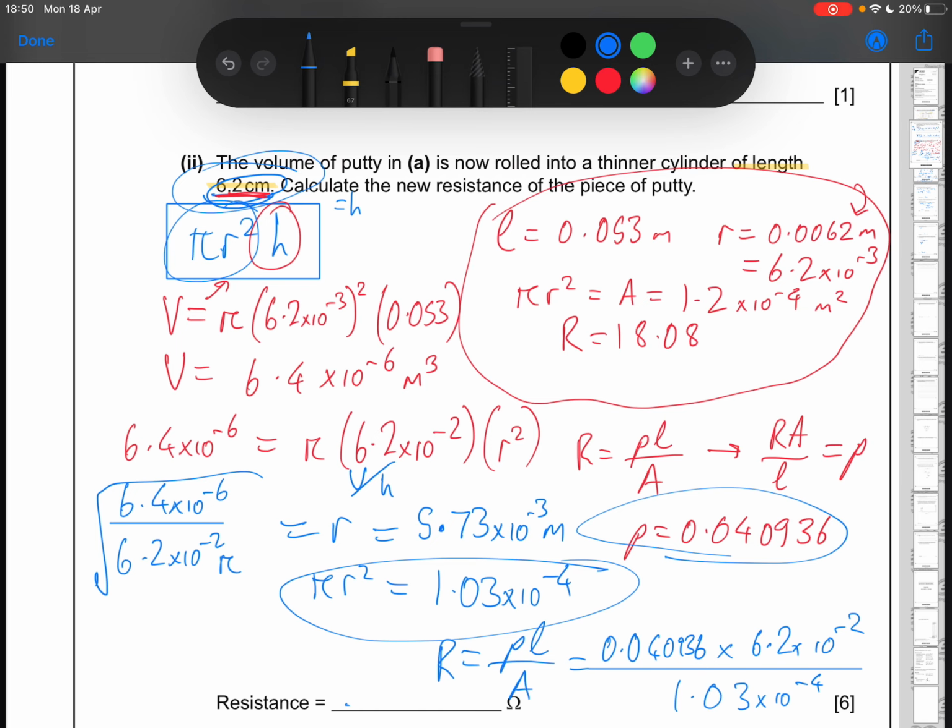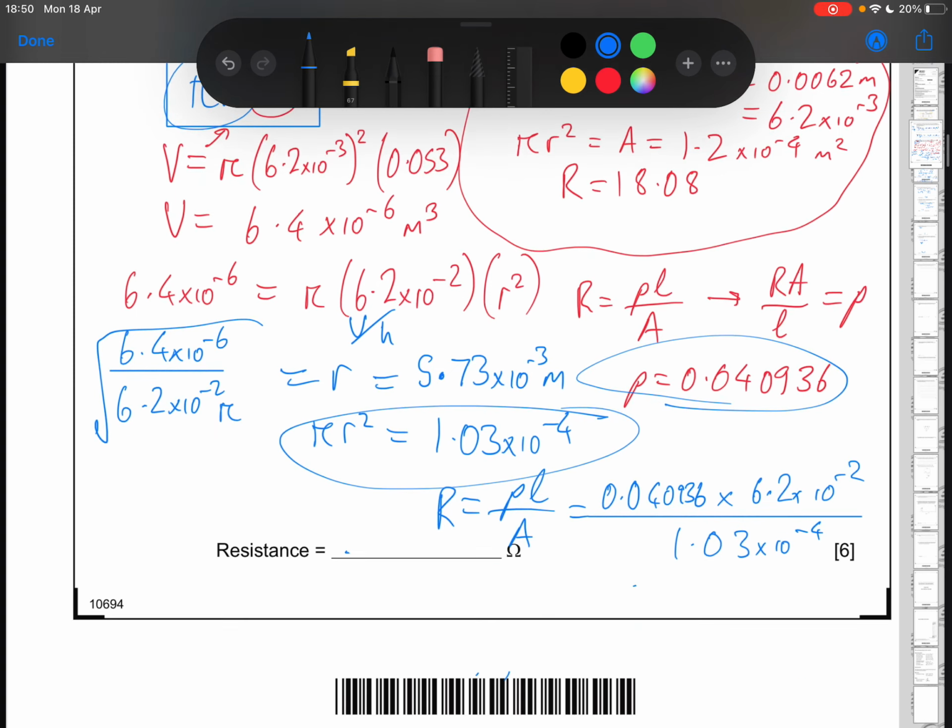So we've got 0.040936 times 6.2 times 10 to the minus 2 over 1.03 times 10 to the minus 4, which gives a value for resistance of 24.64 ohms. The answer on the mark scheme is 24.7 ohms. So the error here is bound to be by me not going to enough significant figures, probably with the area.